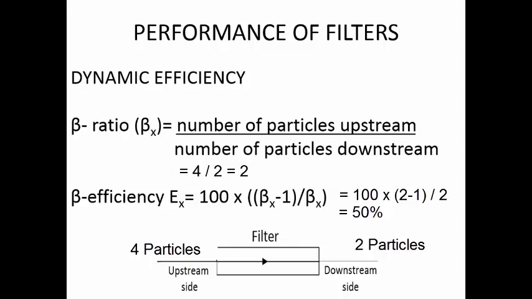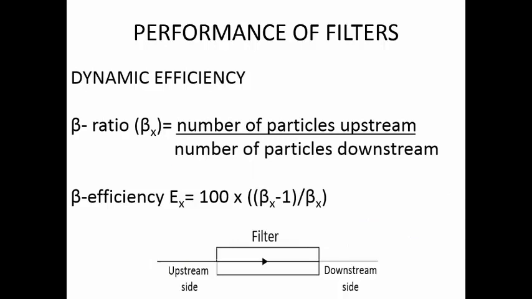So this beta efficiency is directly the efficiency of the filter, which indicates what percentage of particles are being stopped by the filter. So using this particular number, we can determine what is the efficiency of the filter we are using. If the filter is not performing, or it is allowing more particles, then we have to go for a finer mesh of the filter to remove as many particles as possible. So this is how the performance of the filters is determined.